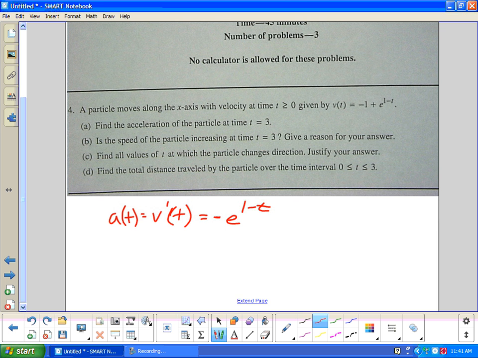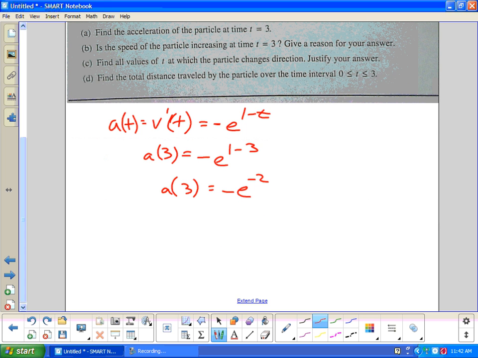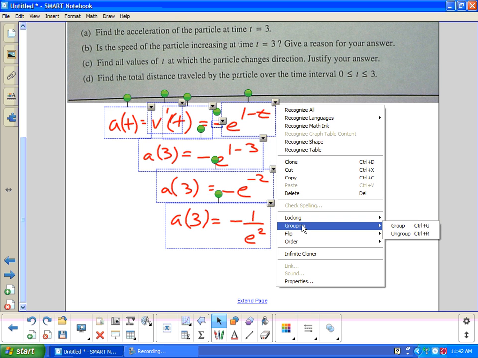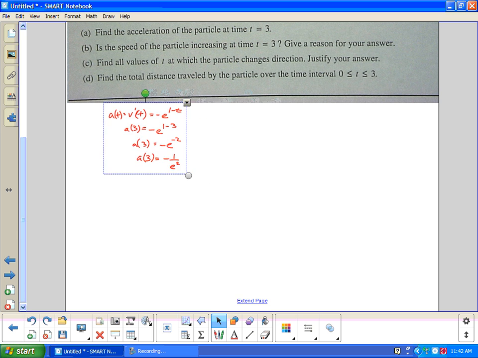Find the acceleration. So I would simply plug in: a of 3 equals negative e to the 1 minus 3. So I would get a of 3 equals negative e to the -2. And I most likely would write that as a of 3 equals -1 over e squared. And I would say that is my answer for part A. I'm going to group it. I am done. We'll save that for scoring.